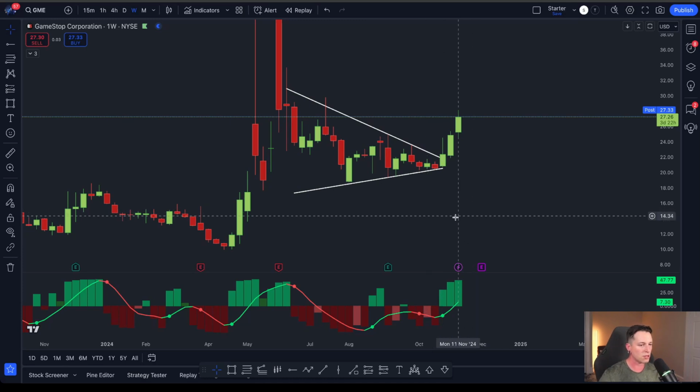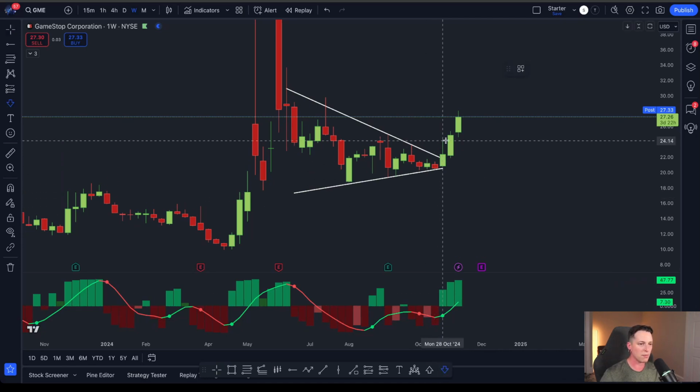You will notice that starting back here on the 28th of October, the weekly candle closed right at about 22.48. This triggered a buy signal or a flip from bearish to bullish on the BX Trender.